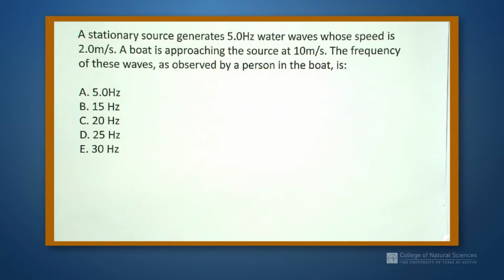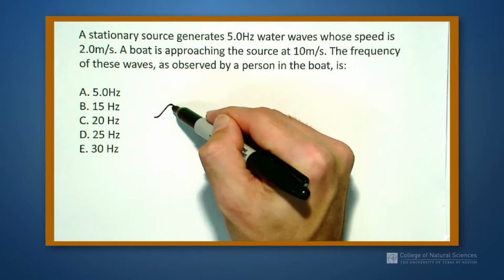All right, this problem says that we have a stationary source that generates 5 Hz water waves whose speed is 2 meters per second. And a boat approaches the source at 10 meters per second. The frequency of those waves observed by the boat is what?